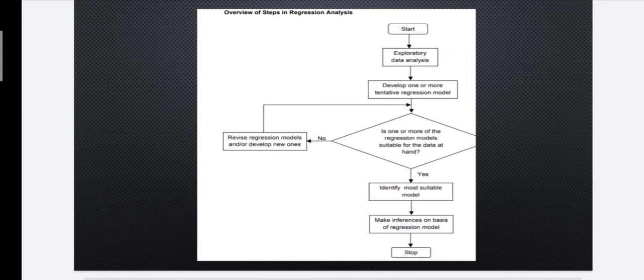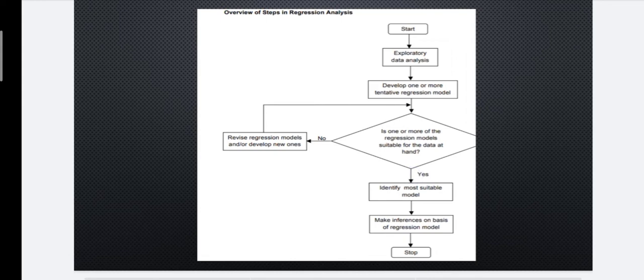we develop one or more tentative regression model. Sama ada nak guna linear model ke, ataupun nak gunakan quadratic, ataupun nak gunakan polynomial model. So, kita develop dulu one or more regression model. And then, is one or more of the regression model suitable for the data at hand? So, suitable ke tidak? So, we need to check all the assumption. Okay, setiap regression model, kita ada certain assumption. So, we check dulu the assumption. Kalau all the assumption is fulfilled, baru kita boleh proceed kepada yes. Okay, kalau tak, kena revise the regression model and check balik dia punya assumption.